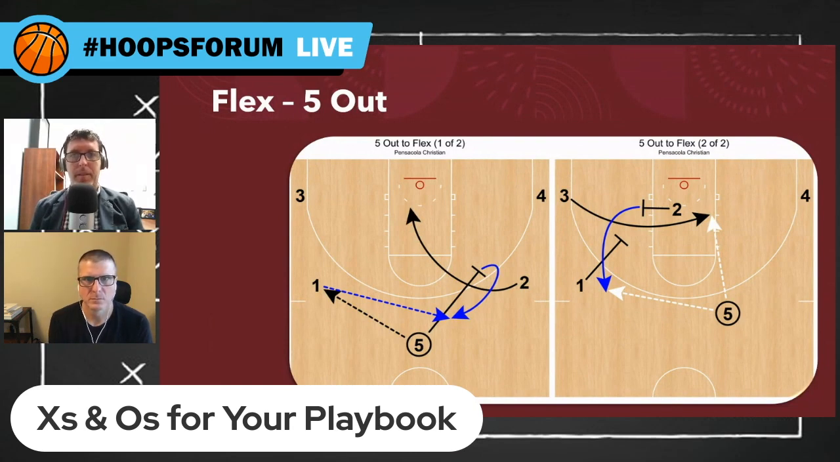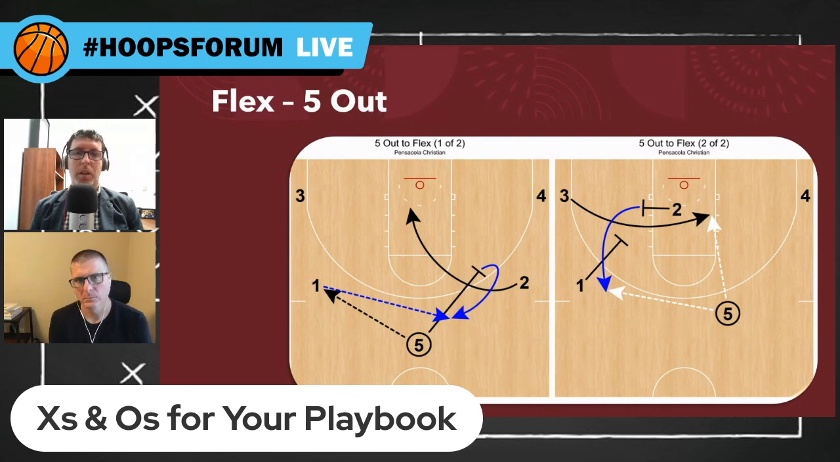But this is a flex action out of 5-out. It kind of uses your 5 as a screener, a ball screener. So you might get a scoring opportunity out of that even before what's diagrammed here. But just a screen away, it comes back to the ball, and then you've got your cross screen. So in all these diagrams, I think most of us are wanting our 2 to be the one that's coming off of that final pin down screen.